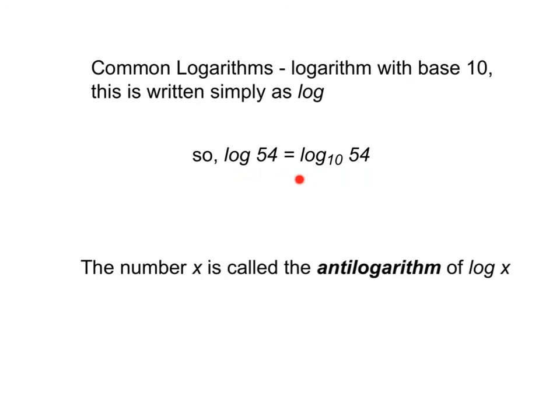And this is an equivalent statement here. Log of 54, if you don't mention any base, you're really saying log base 10 of 54. The number x is called the anti-logarithm of log of x. So 54 is the anti-logarithm of log of 54.